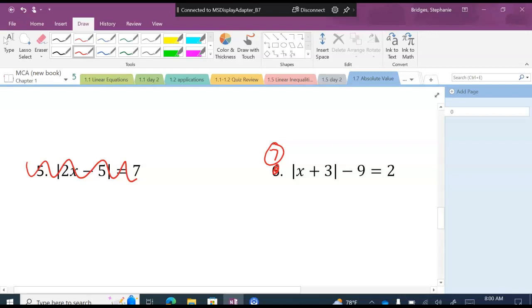So I've got the absolute value of x plus 3. And then behind that, I have a minus 9 and then equals 2. So the first step that we haven't come across yet is to isolate our absolute value. This time, my absolute value has 9 subtracted from it. So before I can set up my two equations, I need to get that absolute value by itself, which means I would do what? Add the 9 over. Yep.